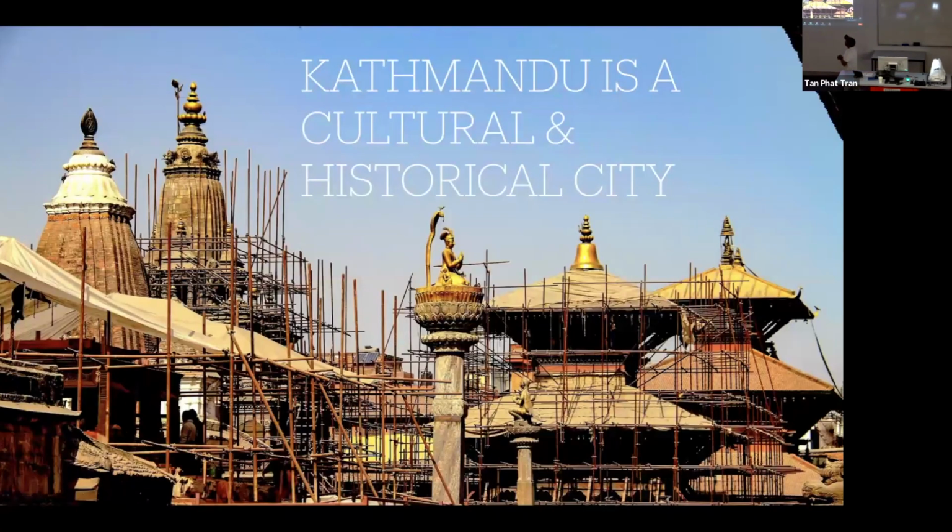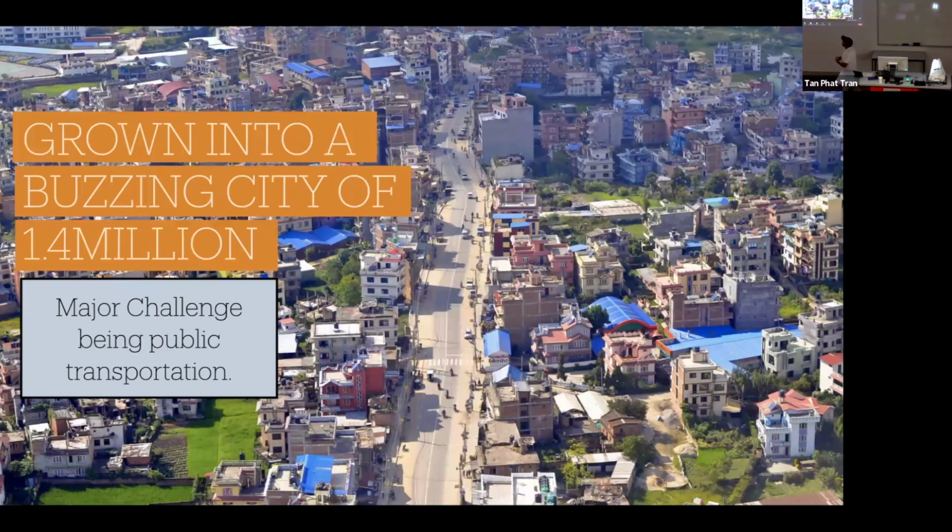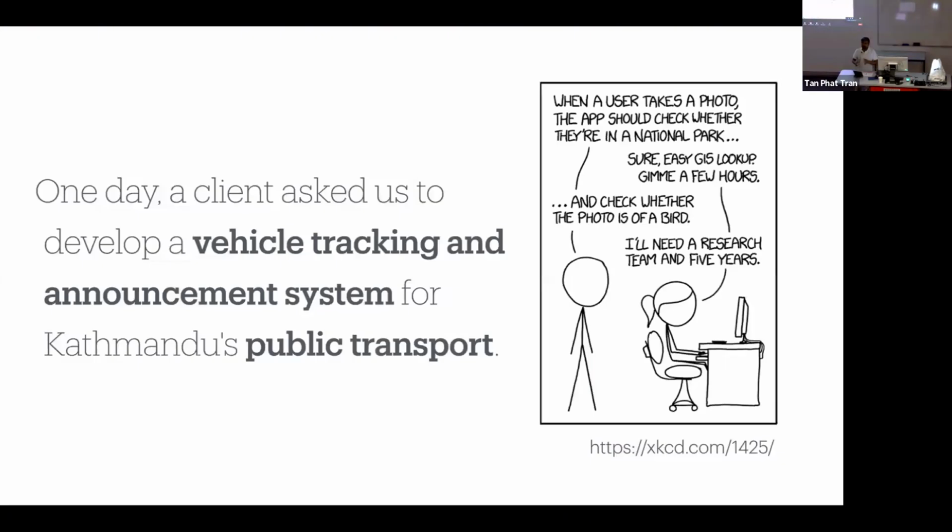I came from Kathmandu. Kathmandu is a cultural city, around 2,000 years old. Old temples, small roads, very hard to travel around. With this cultural significance, as small business entrepreneurs, we can see that the city is growing. It is now 1.4 million people, but with clamped small roads, worse public transport, and a lot of other issues. We were trying to solve a public transport problem, and a client approached us.